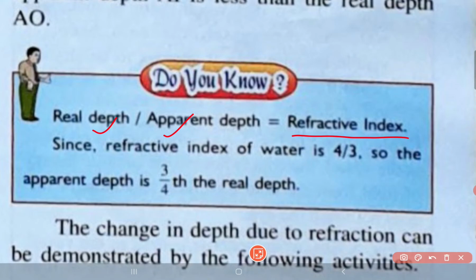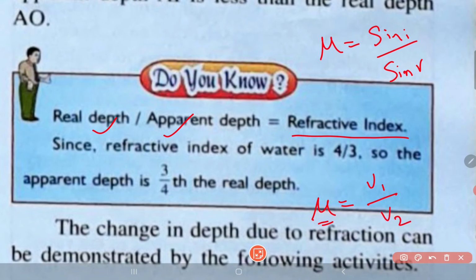So we have a total of three formulas for refractive index. The first one was sin i upon sin r. The other one was mu equals the speed of light in medium 1 divided by the speed of light in medium 2, and this one here is the third one. Since the refractive index of water is 4/3, the apparent depth will be just the reverse of that, which is 3 upon 4 of the real depth. This is just for your information.